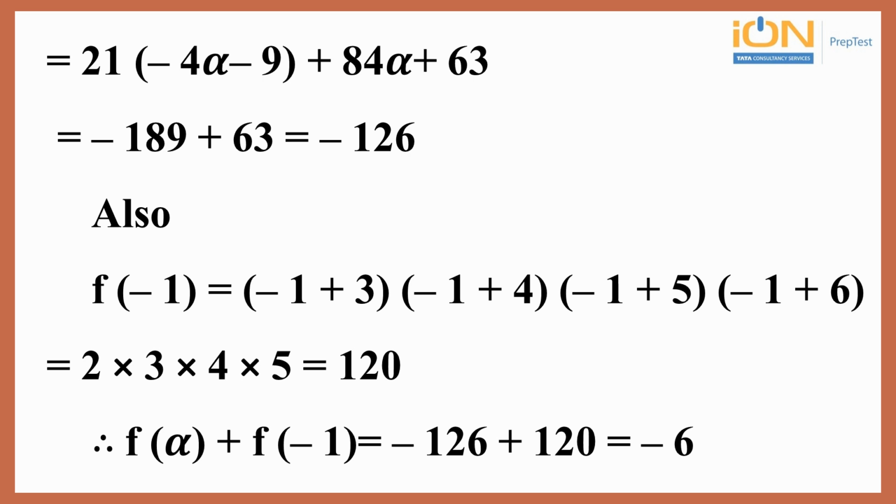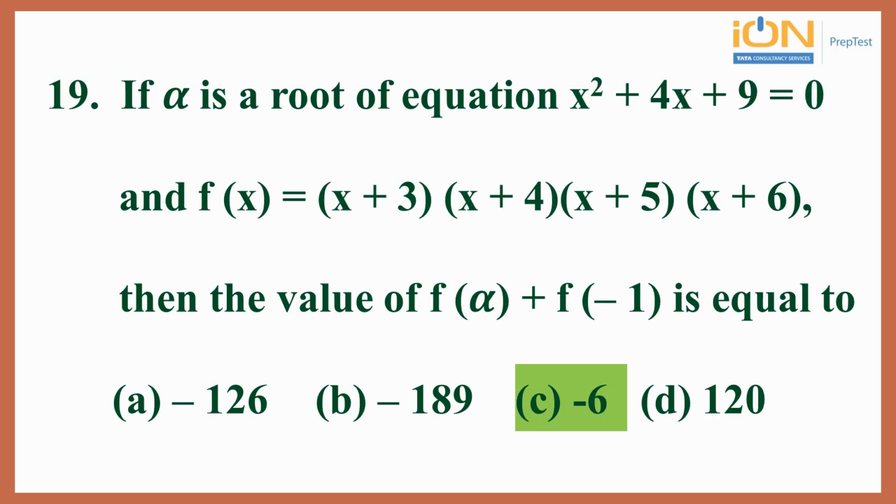Also f of minus 1 is equal to (minus 1 plus 3)(minus 1 plus 4)(minus 1 plus 5)(minus 1 plus 6), which is equal to 2 into 3 into 4 into 5, and that's equal to 120. Therefore f of alpha plus f of minus 1 turns out to be minus 126 plus 120, and that is equal to minus 6. Therefore the right option is C, and the answer is minus 6.